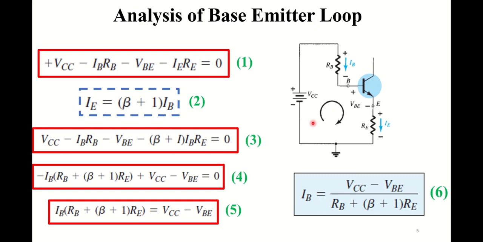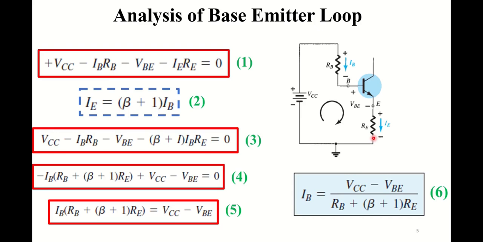You must have noticed that the only difference in the equation of IB for the fixed bias configuration and emitter bias configuration is the term beta plus 1 RE in the denominator of equation 6. This additional term is due to the presence of RE connected with the emitter leg in emitter bias configuration.